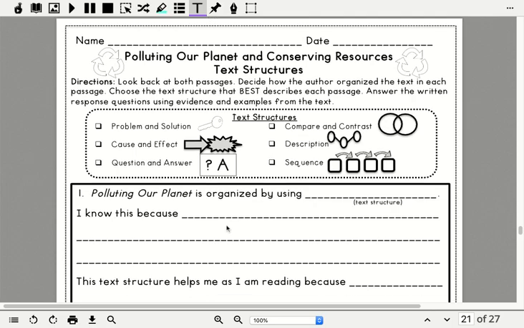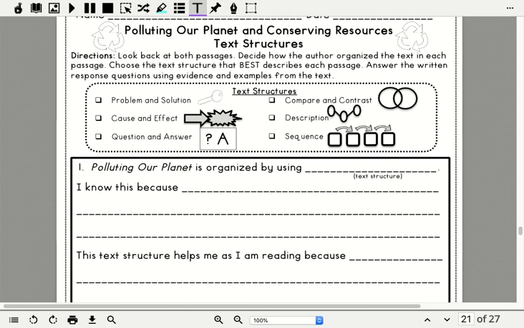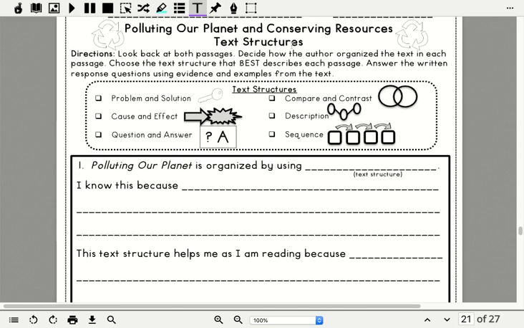Okay, so this next one is a little bit more difficult, but you have done text structures in Ms. Turpin's class or in my class. We've helped you with this. So let's see if we can figure this out. Directions. Look back at both passages. Decide how the author organized the text in each passage. Choose the text structure that best describes each passage. Answer the written response question using evidence and examples from the text.